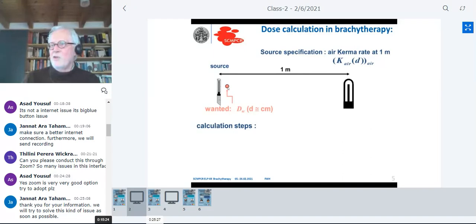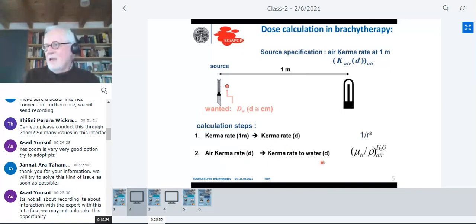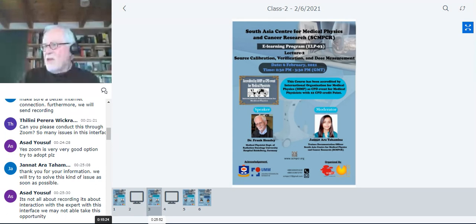First, we have to convert the air kerma rate at 1 meter to the air kerma rate at the considered distance where we want to know it. We do that with the inverse square law. Second step, we need to convert the air kerma rate into kerma rate in water. So here we have kerma rate in air, and we want to know the kerma rate in water.